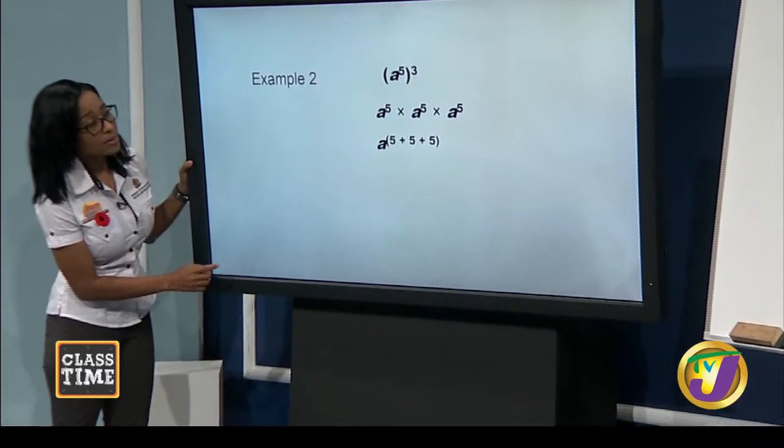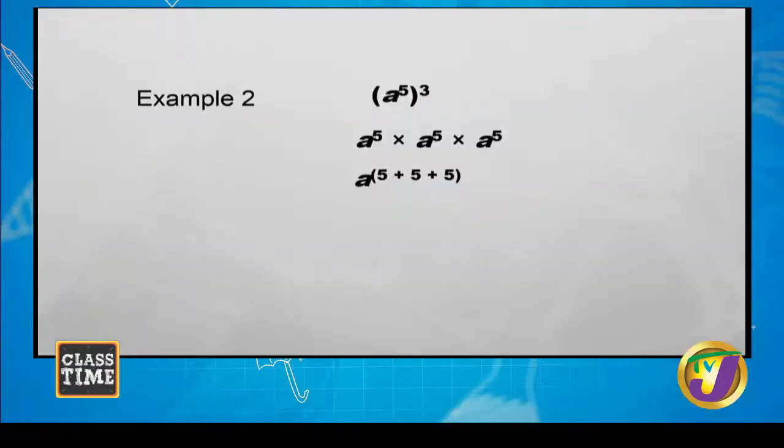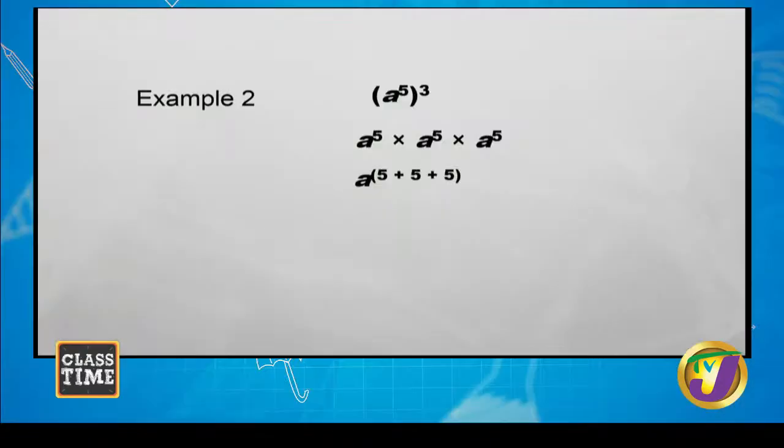So our second example now, we're just going to run through it. Same power, we know that it means A raised to the 5th power times A raised to the 5th power. We can go ahead and add our powers here. What do you think our answer is? 5 plus 5 plus 5 gives us 15. Excellent, you're correct. So it's A raised to the 15th power. And again, we can just multiply our powers, so it's 5 times 3 to also give us 15.